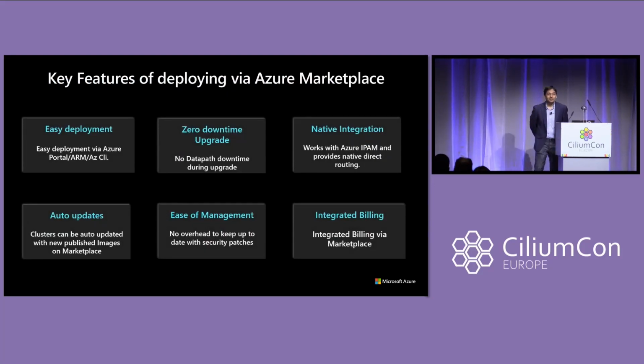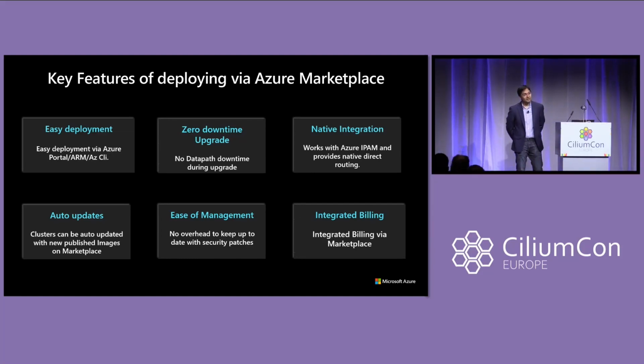There are a lot of benefits to deploying Cilium Enterprise via Azure Marketplace. You get easy deployment. With single click of a button, you can upgrade from Cilium OSS to Cilium Enterprise. You get zero downtime upgrades. So essentially, going from Cilium OSS to Cilium Enterprise, there is no downtime at all. As I already mentioned, you get native integration. So it's with Azure IPAM, and it integrates with all the capabilities of Azure.